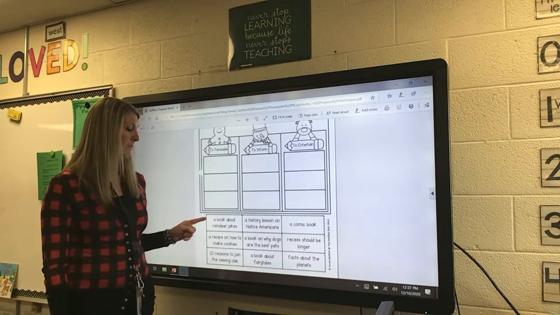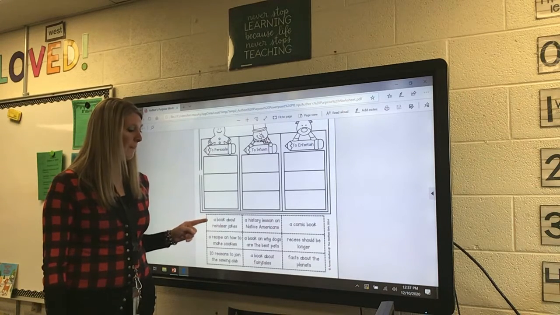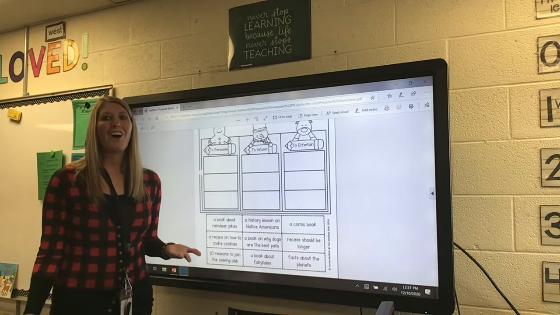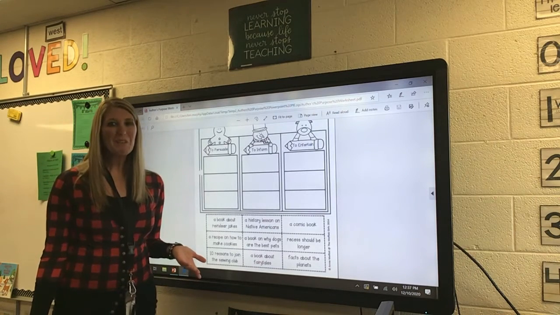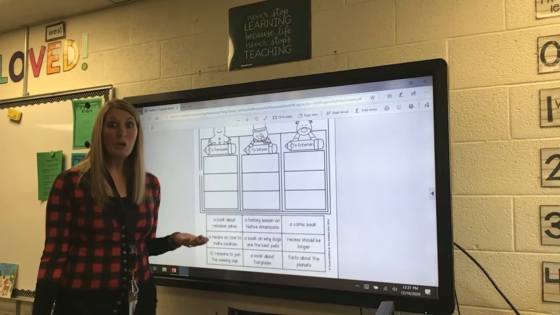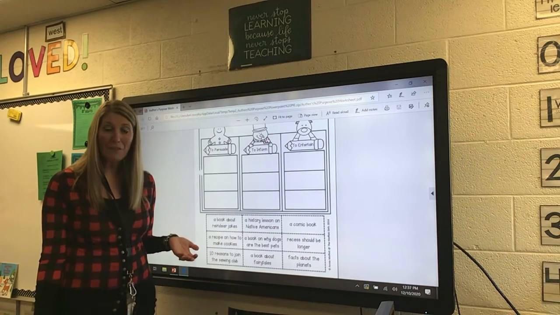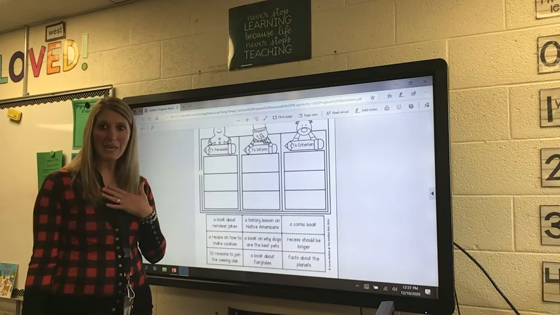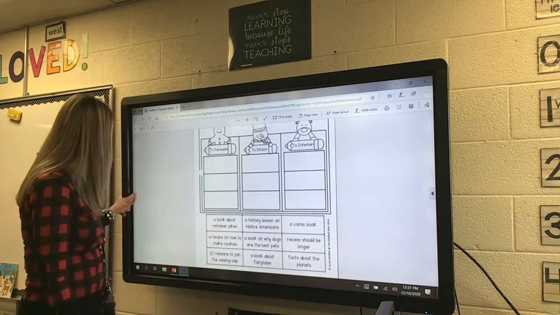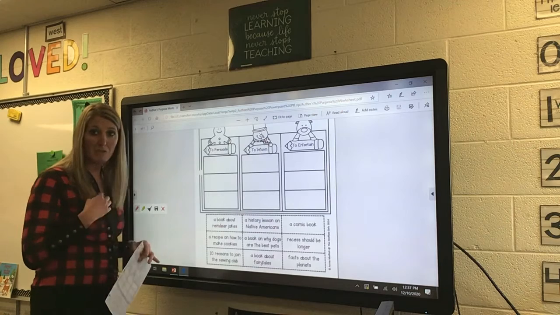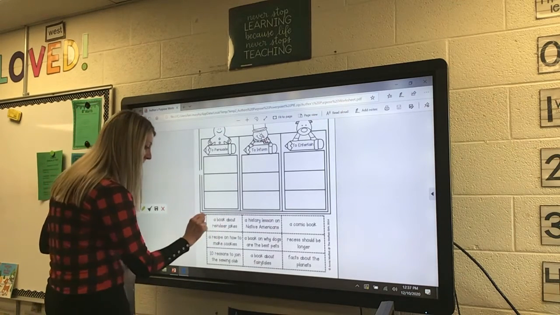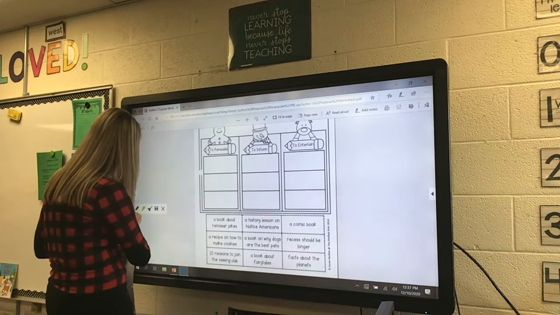I'm going to read the first one. A book about reindeer jokes. Oh, jokes. We've done a few jokes. We've done riddles in 2nd grade, but jokes are to make you laugh. So if I read a book about jokes, I think that's to entertain me and to make me laugh. So what I'm going to do is, if I have scissors and glue, I'm going to cut this one out, and I'm going to put it in red here.